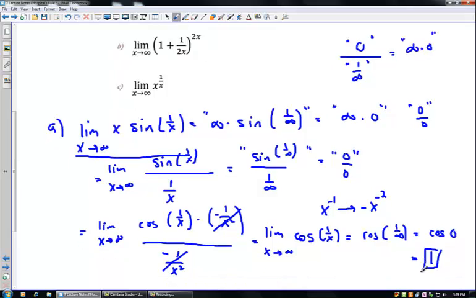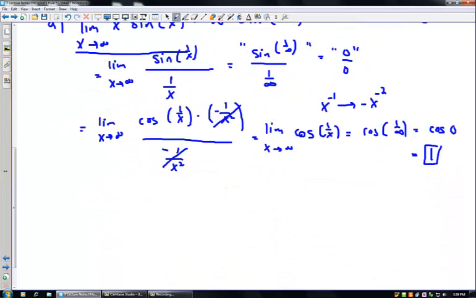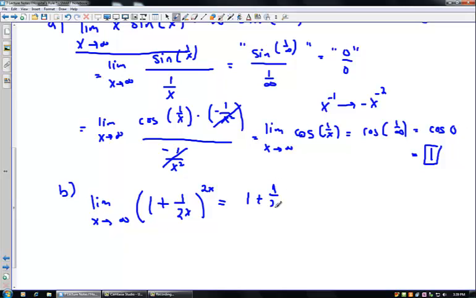All right, let's take a look at the next one. So part B. Part B says the limit as x goes to infinity of (1 plus 1 over 2x) to the 2x. If you plug in infinity, you're going to get 1 plus 1 over 2 times infinity, all raised to the 2 times infinity, which is really 1 plus 0, so that's just basically 1. Let's put quotes around this. Right, 1 to the infinity. 2 times infinity is like infinity.